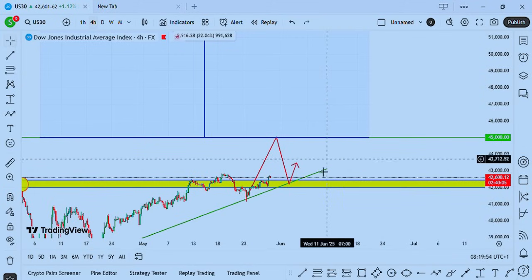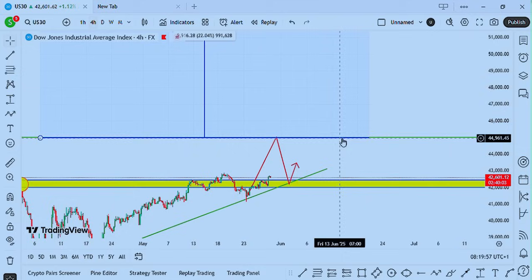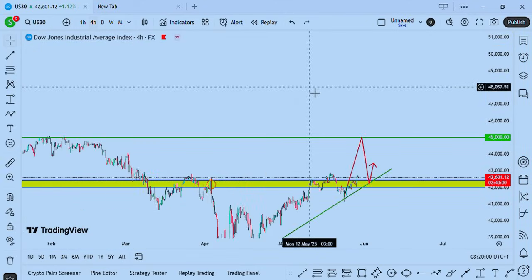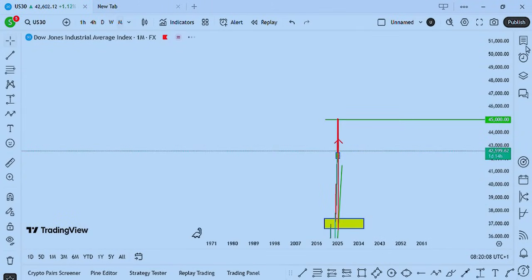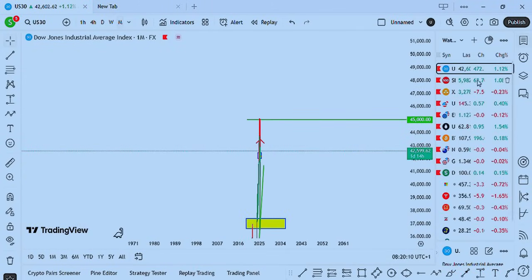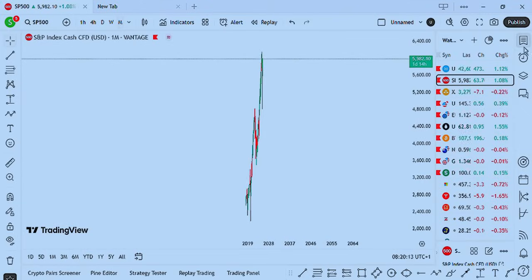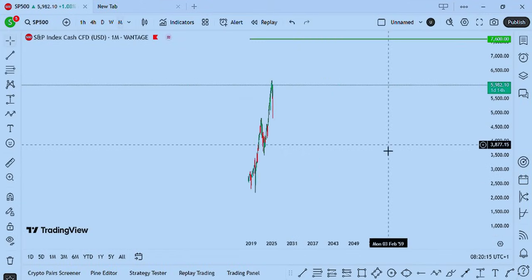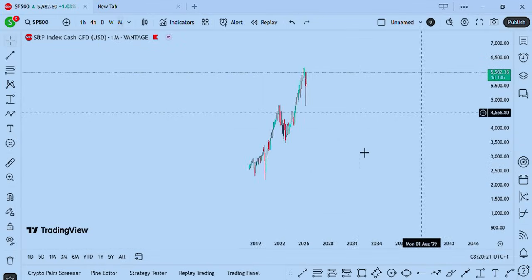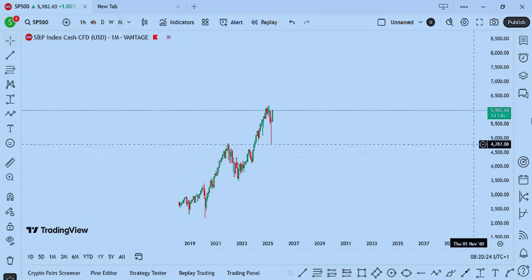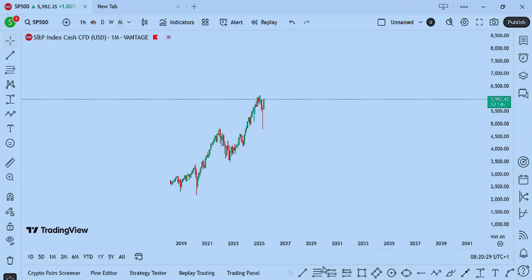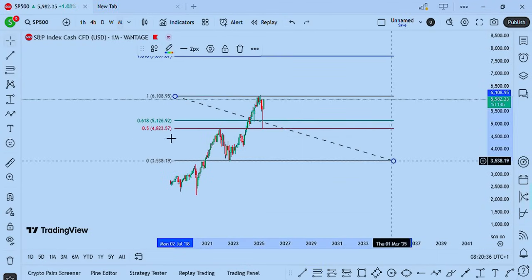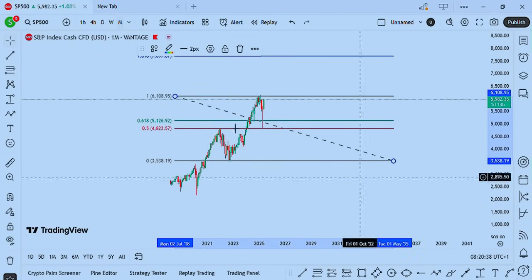All right, now let's look at the SP500 market. Let me show you why I'm there currently. All right, same trend is happening with SP500. Use Fibonacci retracement to plot your swing. Same trend is going on with SP500.